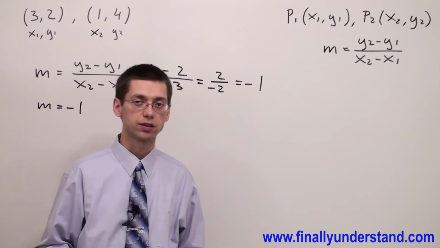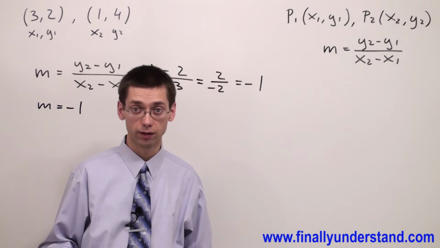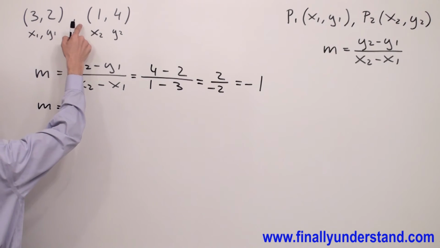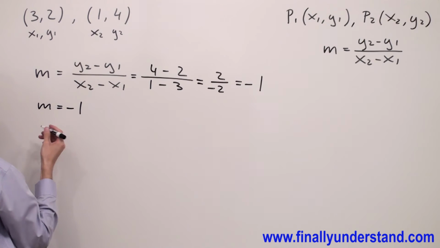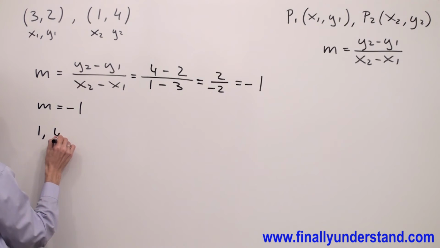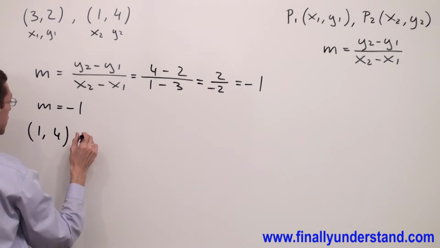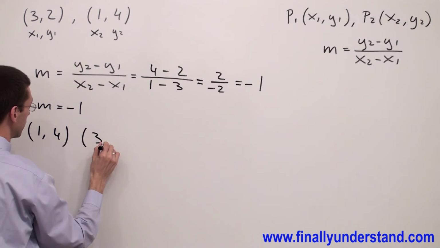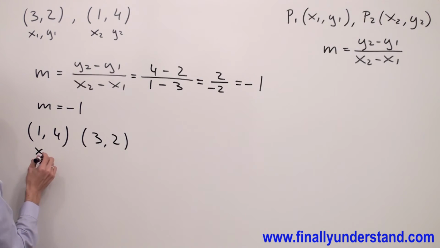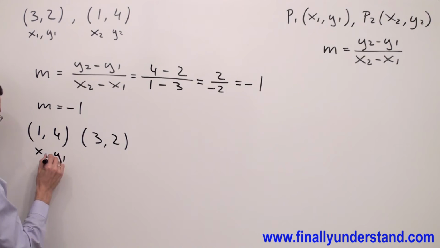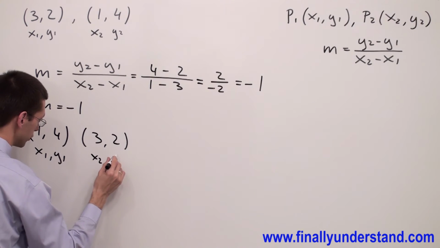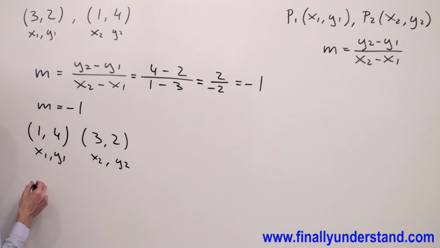Someone can ask which point is point 1, which one is point 2. We said that this is point 1 and this is point 2. We can try to solve the same problem setting this point as point 1 and this one as point 2. And let's take a look at what we are going to have. I have this one x1 and this one is my y1, and 3 is my x2 and 2 is y2, and I want to find the slope again.